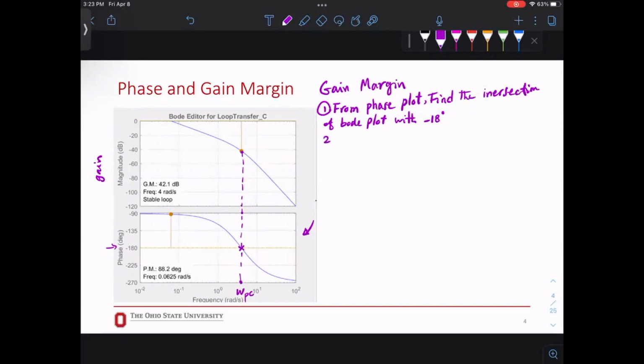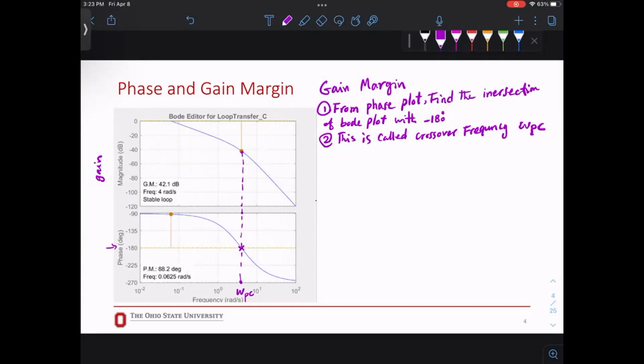This is called phase crossover frequency, omega PC, because we found it from phase. Thank you, yeah, I forgot. I probably wrote too fast. All right, so we found our omega PC. So we have a frequency where the phase is going to be negative 180.